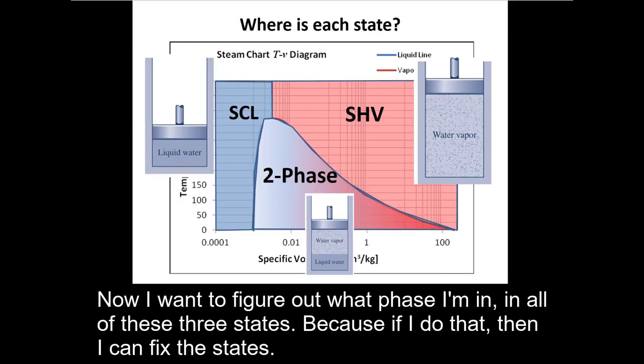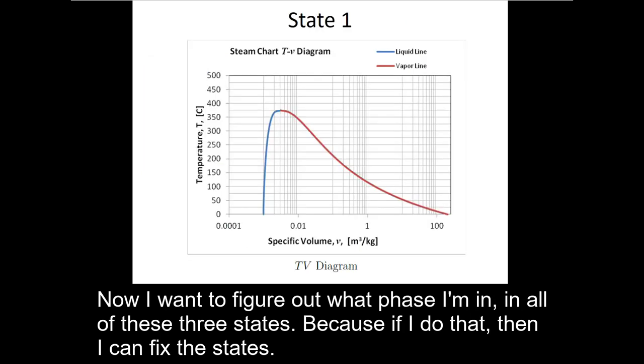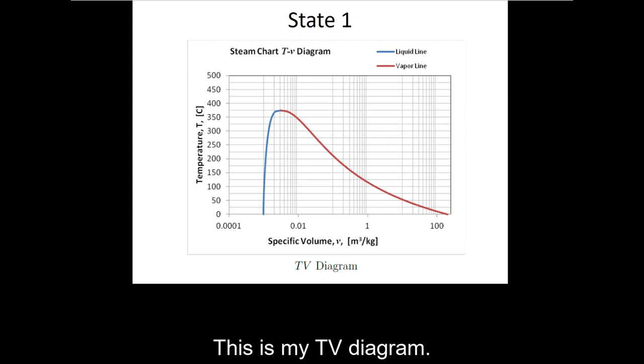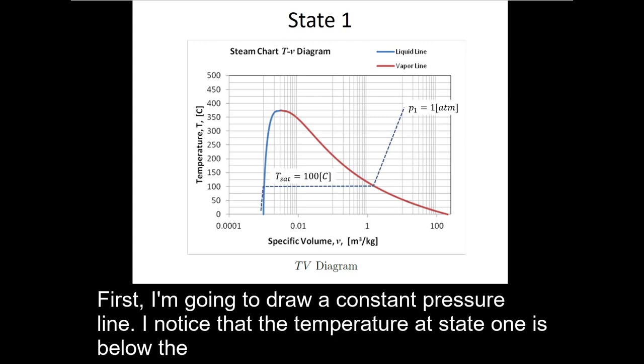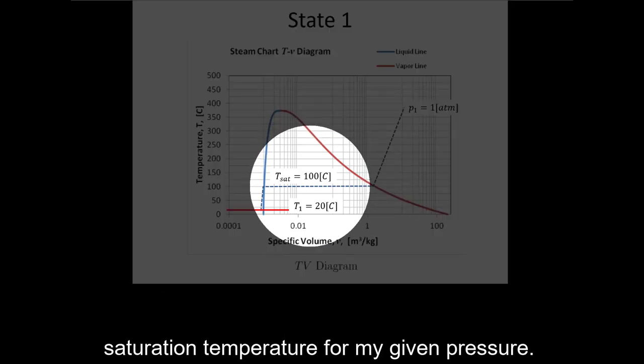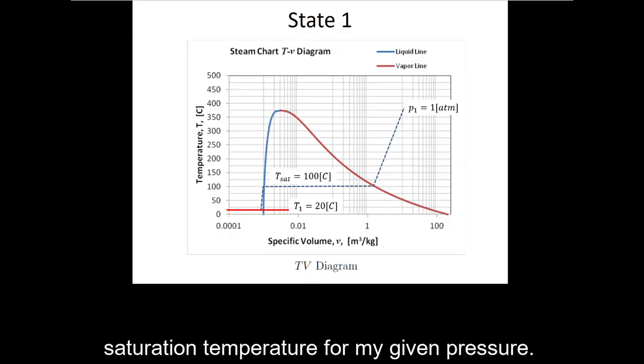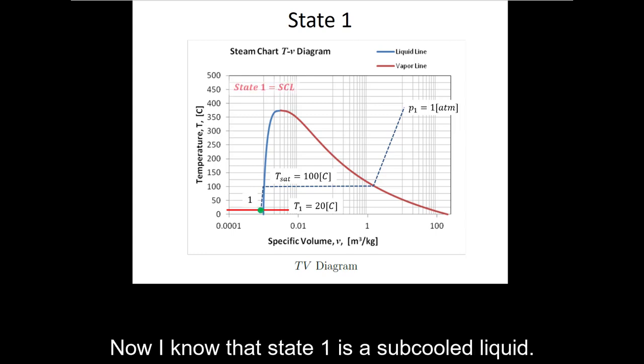Now I want to figure out what phase I'm in for all of these three states, because if I do that, then I can fix the states. This is my TV diagram. First, I'm going to draw a constant pressure line. I notice that the temperature at state 1 is below the saturation temperature for my given pressure. Now I know that state 1 is a subcooled liquid.